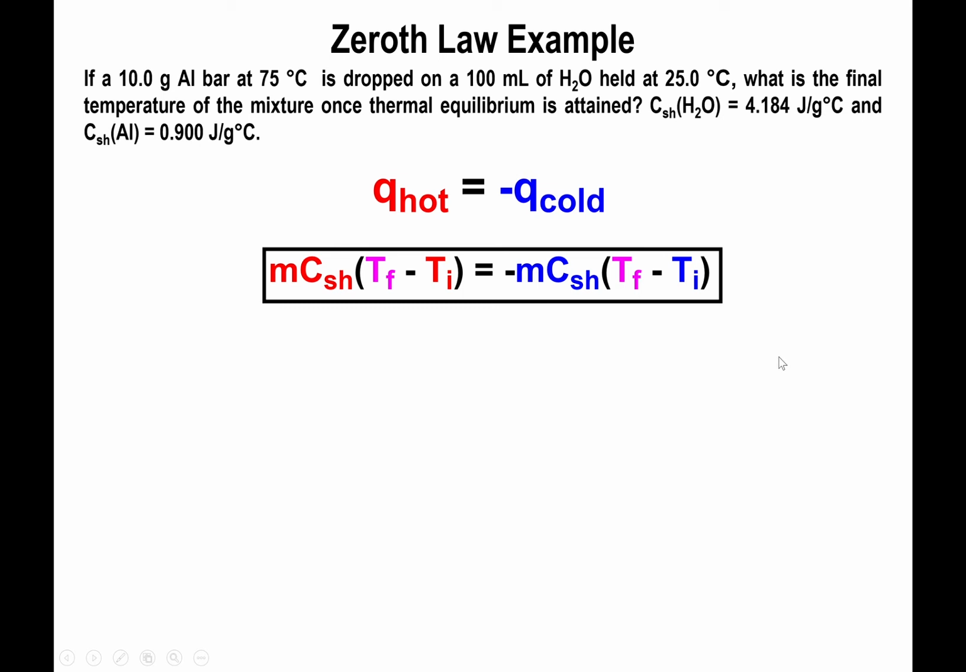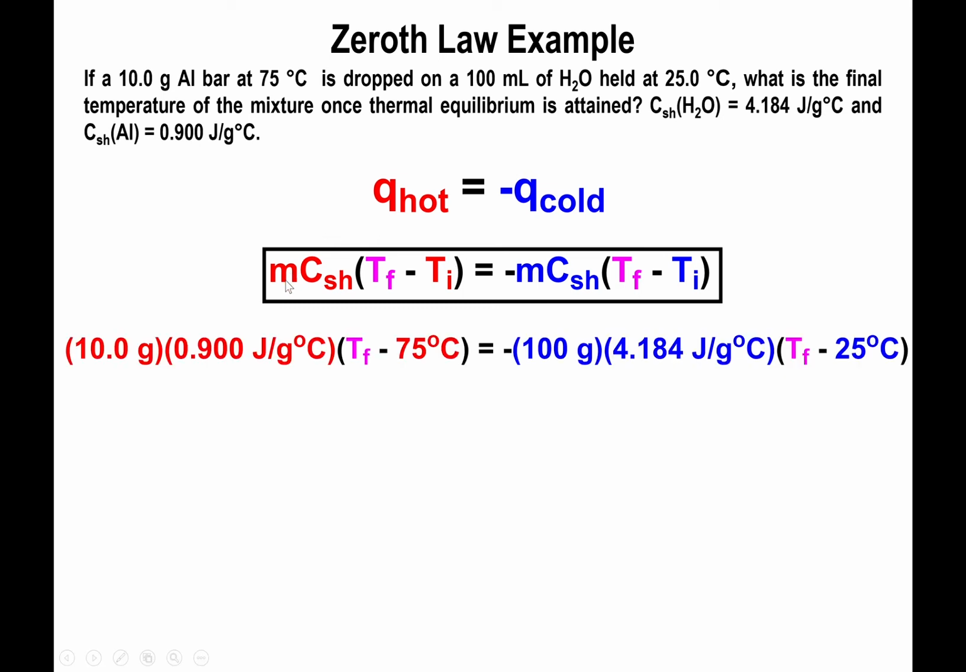All right, but now we're going to input the values. So we have the mass of aluminum, the hot substance, 10 grams. The specific heat capacity of aluminum is 0.900 joules per gram degree Celsius. The final temperature is what we're looking for, so we don't know it. We just keep it as T final. And the initial temperature is 75 for aluminum, so we use 75. Notice that I'm not using 25 because that belongs to water. So now for water, we have 100 mL, which in the absence of density data, we assume to be equal to 100 grams of water.